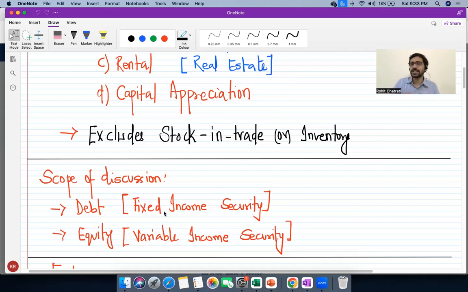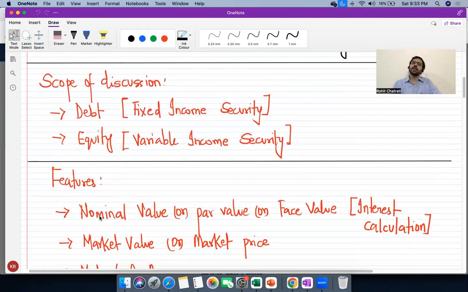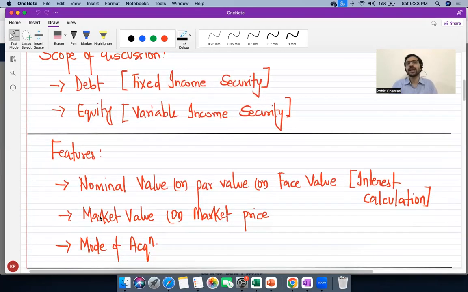If you've not understood, that's still okay because the institute has anyways not covered this. All you'll have to remember is that debt is being synonymously treated as fixed income, while equity is synonymously being treated as variable income security. Now, before we move on to the accounting aspects, let's quickly discuss some features. Let's start with the mode of acquisition.